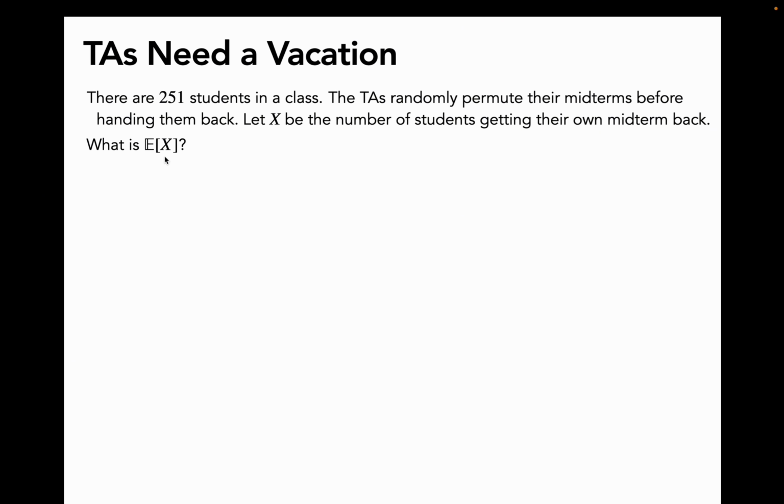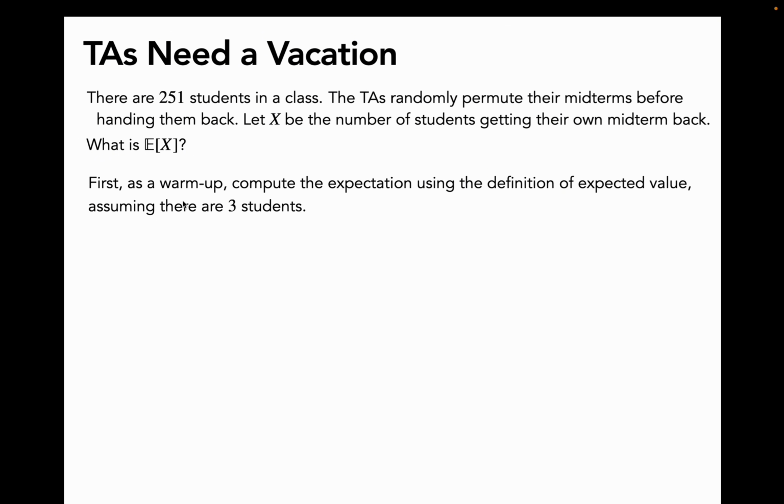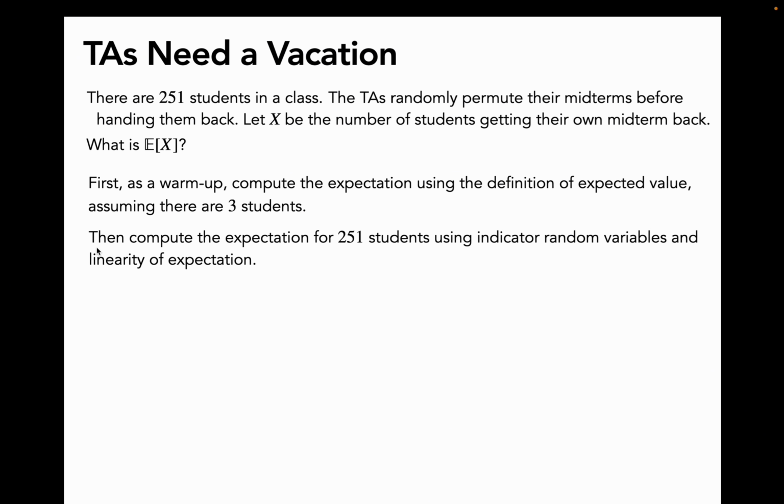So our end goal in this problem is going to be to try and find the expected number of students who get their own midterm back even though they were all handed out randomly. So first, as a warm-up, compute the expectation using the definition of expected value, assuming there are just 3 students. Then, for the main problem, compute the expectation for 251 students using indicator random variables and linearity of expectation.